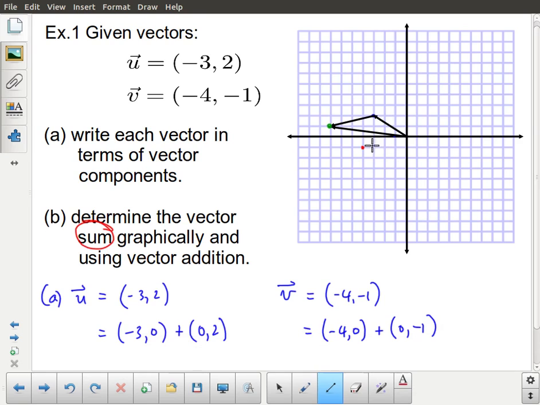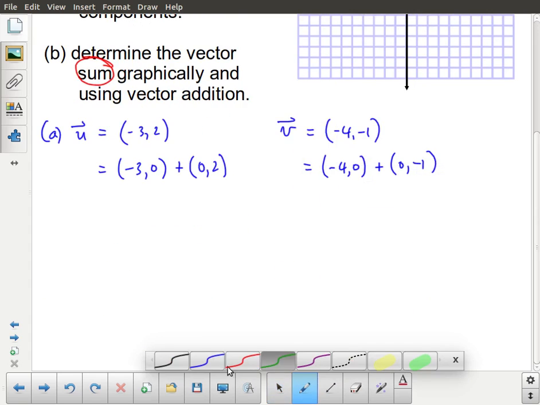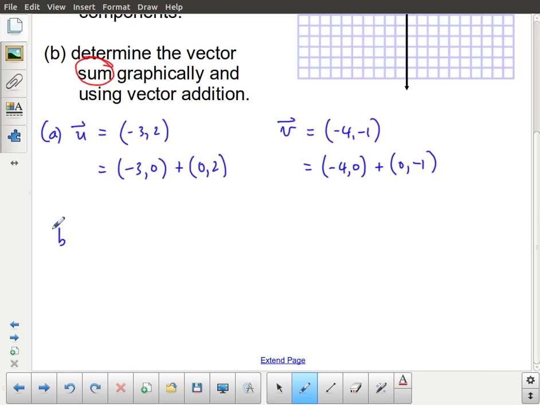Now, this was with a perfect grid using a line generation tool, and I still had to fiddle around with it a little bit, and I knew I was dealing with integers. I already knew what my answer was supposed to be. If, on the other hand, you use vector components and do this algebraically, then we end up with u plus v, which is equal to (-3, 2) plus (-4, -1).